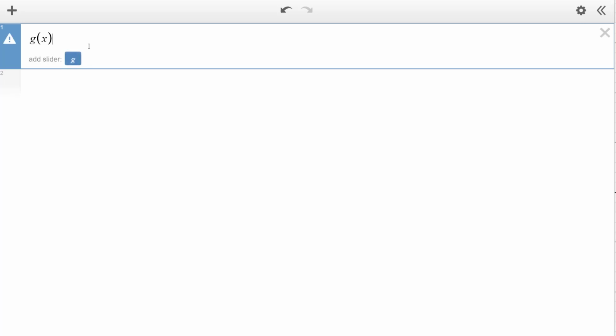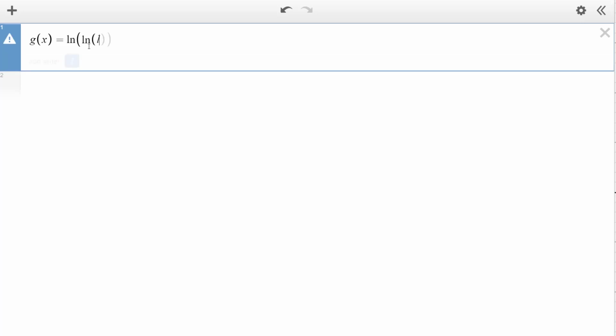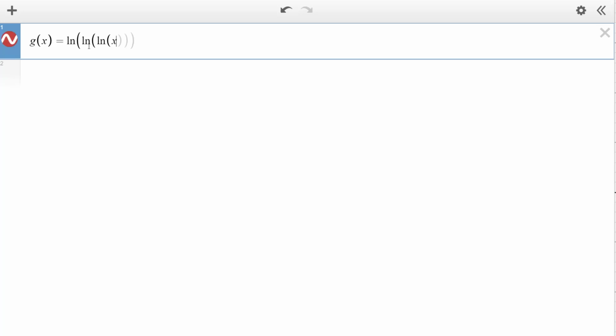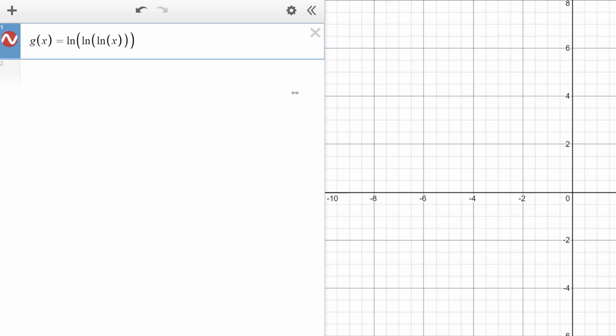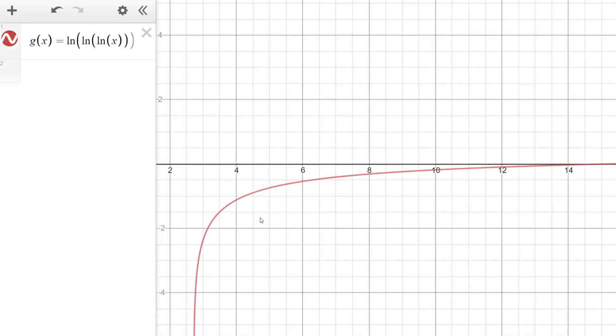So I'm back over here in Desmos. I'll just delete this out and I'll call it g of x, and I'll say that's the natural log of the natural log of the natural log of x. Now, I'll go ahead and zoom out of that, and let me move this over here. Here it does look like a natural log, by the way.